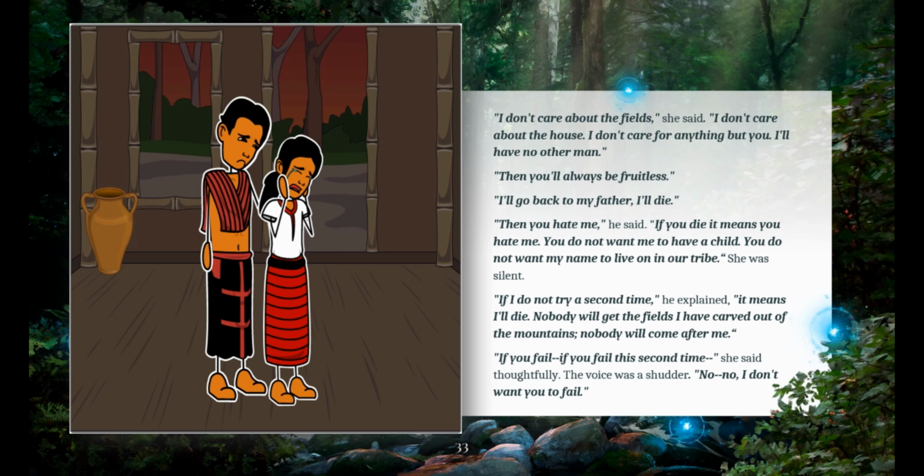If you die, it means you hate me. You don't want me to have a child. You don't want my name to live on in our tribe. She was silent. If I don't try a second time, he explained, it means I'll die. Nobody will get the fields I've carved out of the mountains. Nobody will come after me.